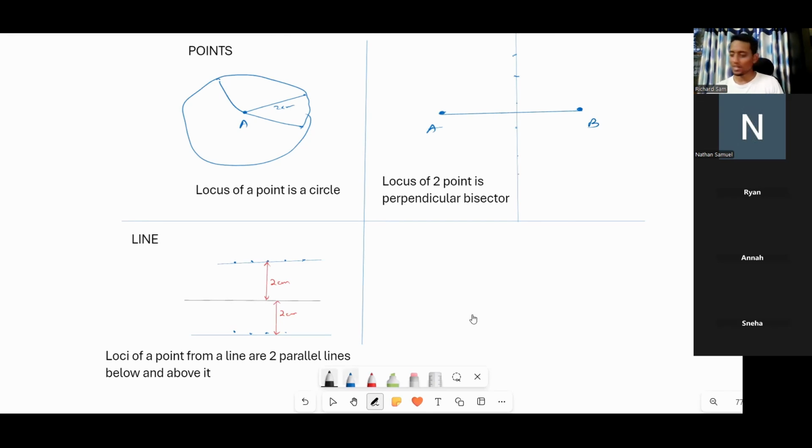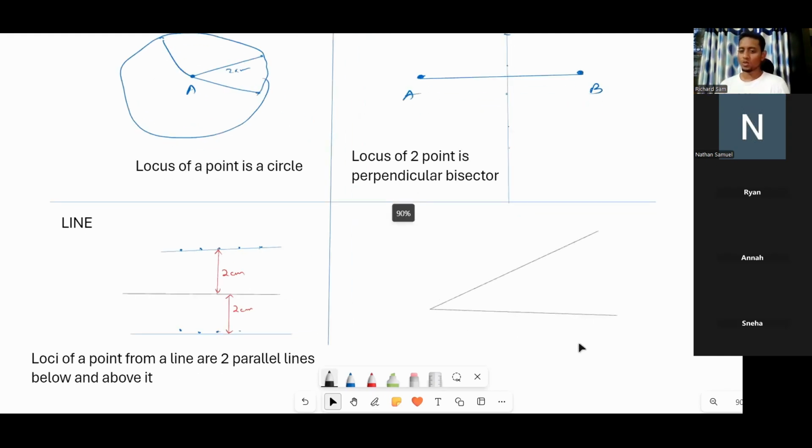Okay. So the two lines are not parallel to each other. So say this is one line, this is the other line. So two lines that are not parallel will form an angle in between. Is that clear? So what will be the loci? Listen very carefully. What will be the loci of a point equidistant from both these lines?